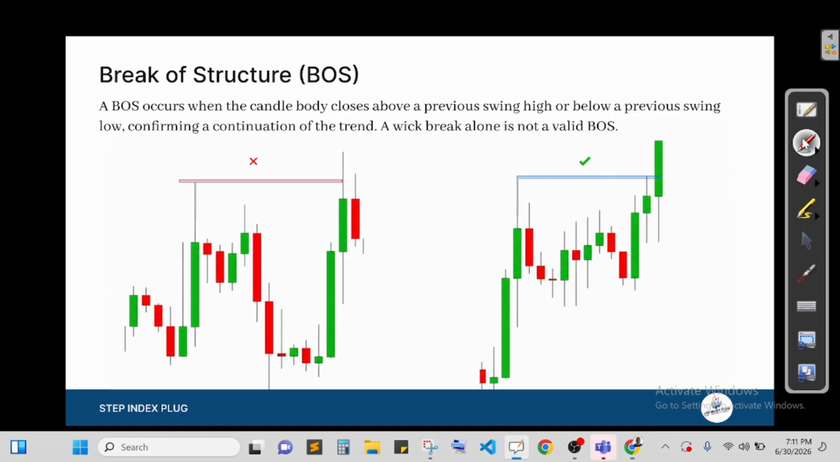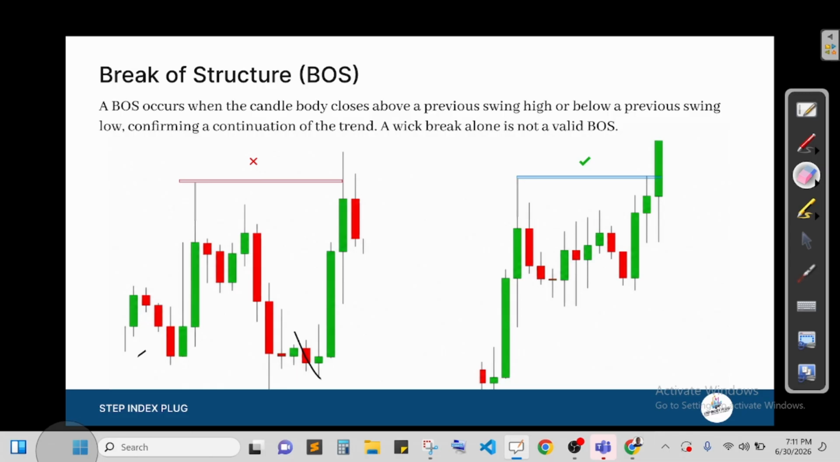So you can see this structure now. You can see that this is weak. This is weak. Because it is weak, this is not a valid breakout. And you know this is an uptrend market. The market is moving in an upward direction, right? But it is not valid because there is a what? A weak.